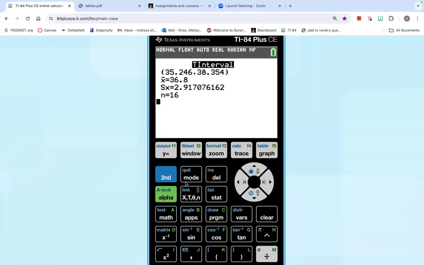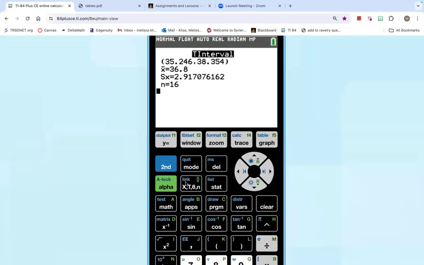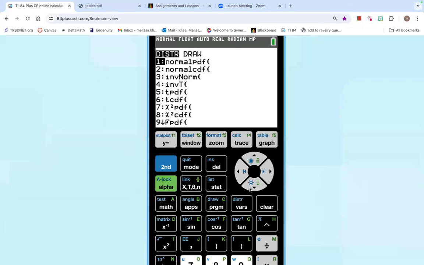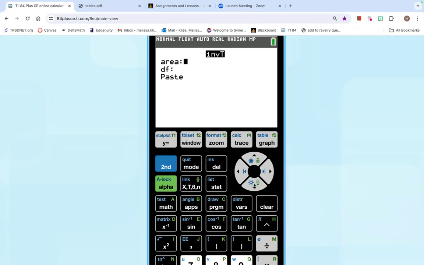So you know how we use inverse norm to find z-scores or to find data values? If you go to second vars, inverse t right here, you give it the area to the right, so 0.025, what we just used. Make sure you subtract 1 from your degrees of freedom. So I had 16 car owners, so I'm going to use 15 degrees of freedom. So make sure you subtract that 1. If you don't, you're going to get the wrong value.